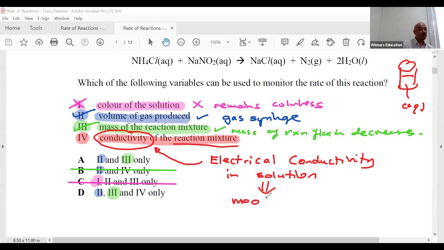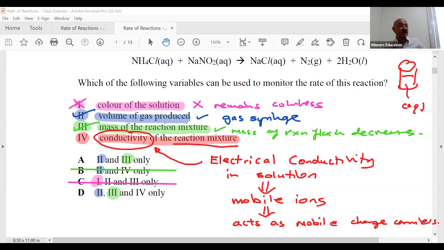Ladies and gentlemen, in a solution, do you have mobile electrons? You only have mobile ions. And the mobile ions act as, copy this down, charge carriers or mobile charge carriers. The new approved textbook also writes this, which I'm not very happy about. They make a few errors already. This is not an error, but I don't think this is necessary. But they did write mobile ions first.